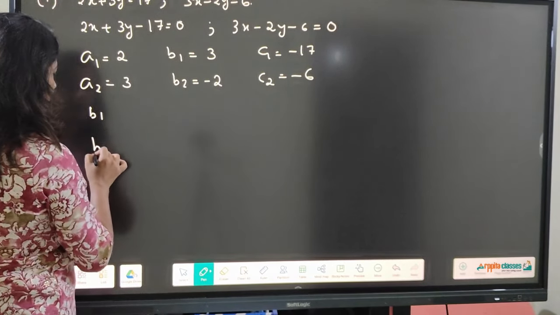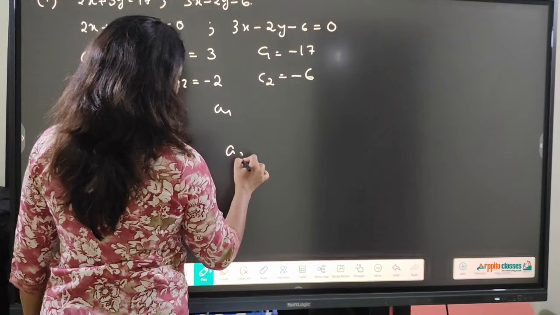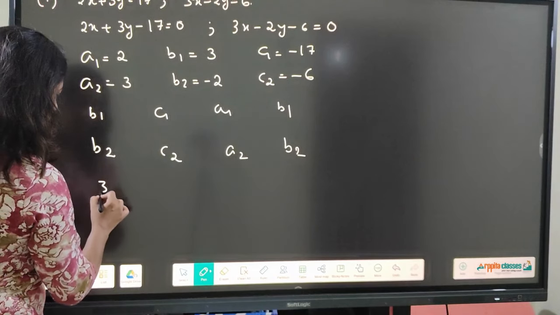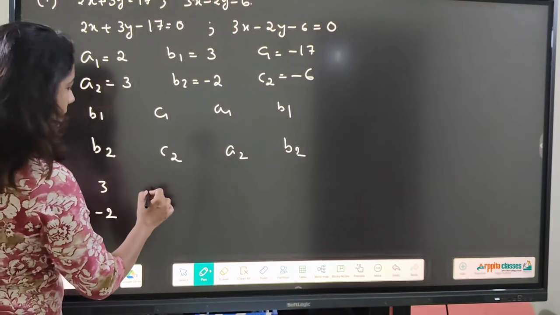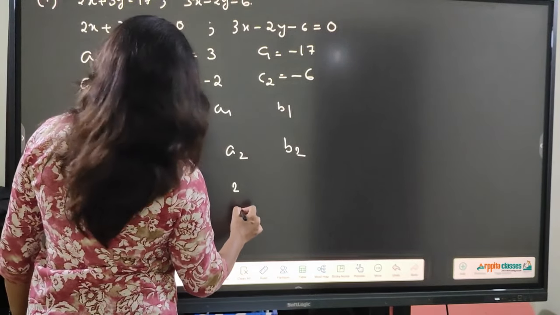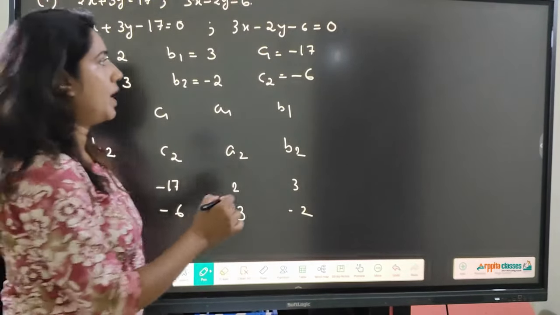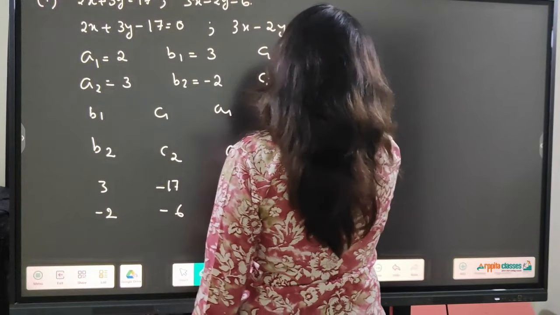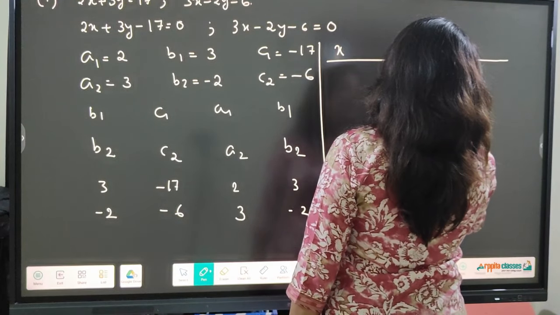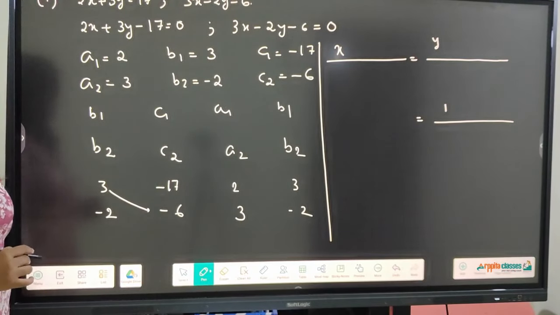So now let us write it properly. It is b1, b2, c1, c2, a1, a2 and again b1, b2. So b1, b2 is 3, minus 2, c1, c2 is minus 17, minus 6, a1, a2 is 2, 3 and this is 3, minus 2. So now we are going to write x upon something. So x upon, y upon, and is equal to 1 upon. So under x upon we are going to write 3 into minus 6.